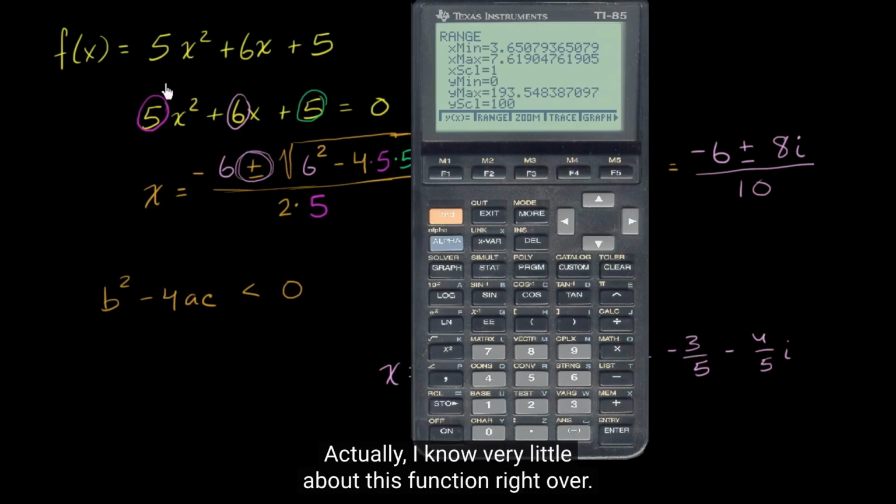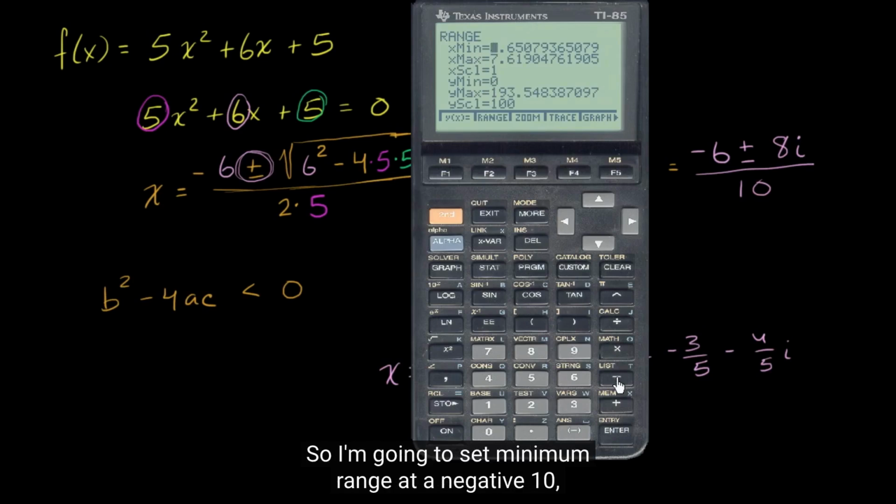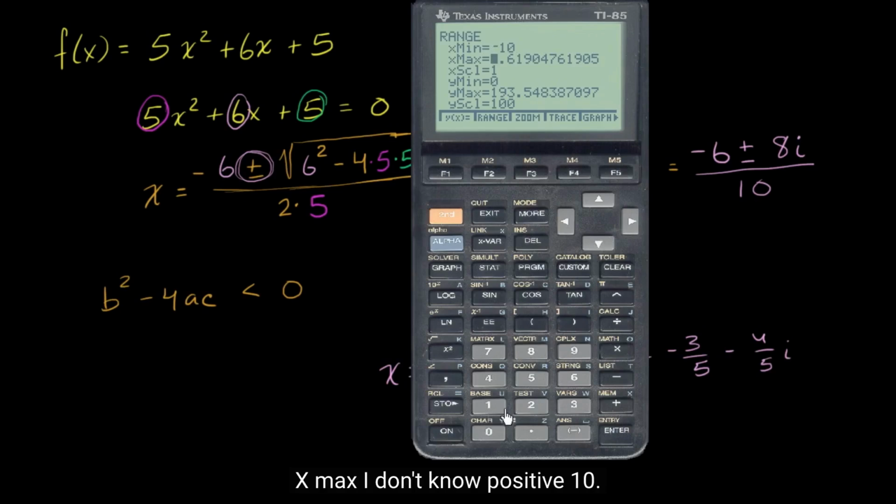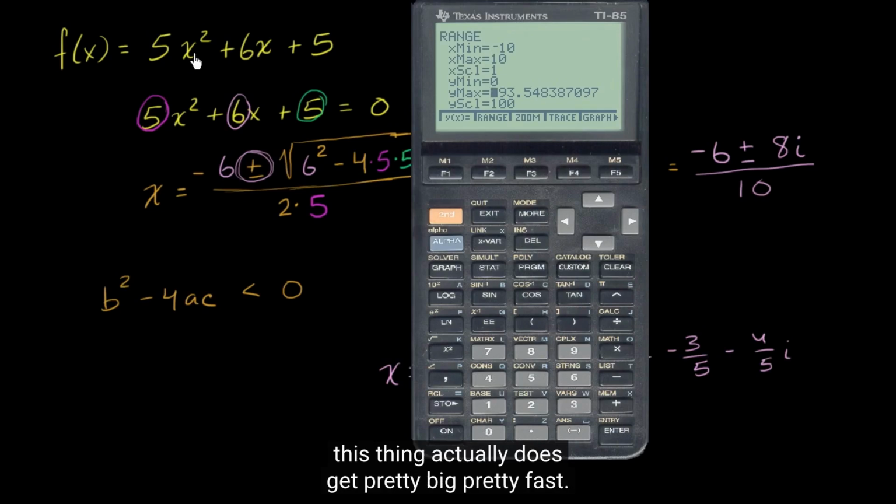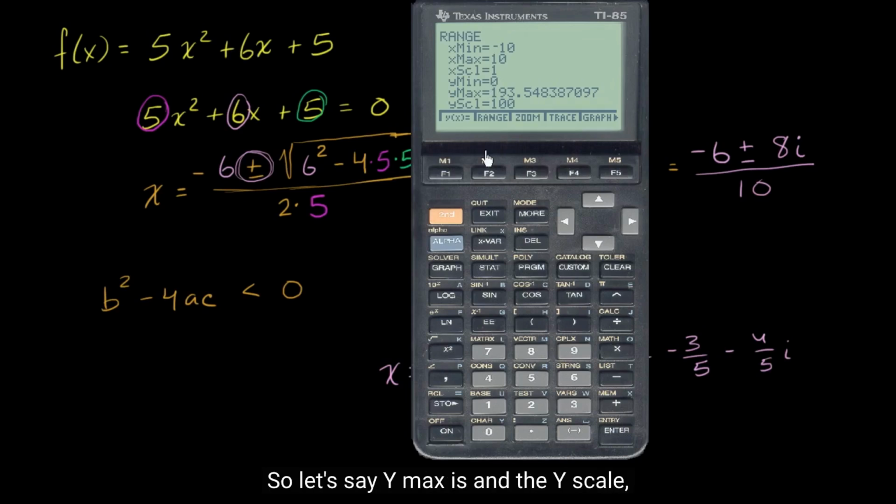Actually, I know very little about this function right over here. So I'm going to set a minimum range. I don't know, x min -10, x max +10, x scale is 1. Let's see, y max. This thing actually does get pretty big pretty fast. So let's say y max is, I don't know, 100, and the y scale I'll make 10. Each of those notches is going to be 10.